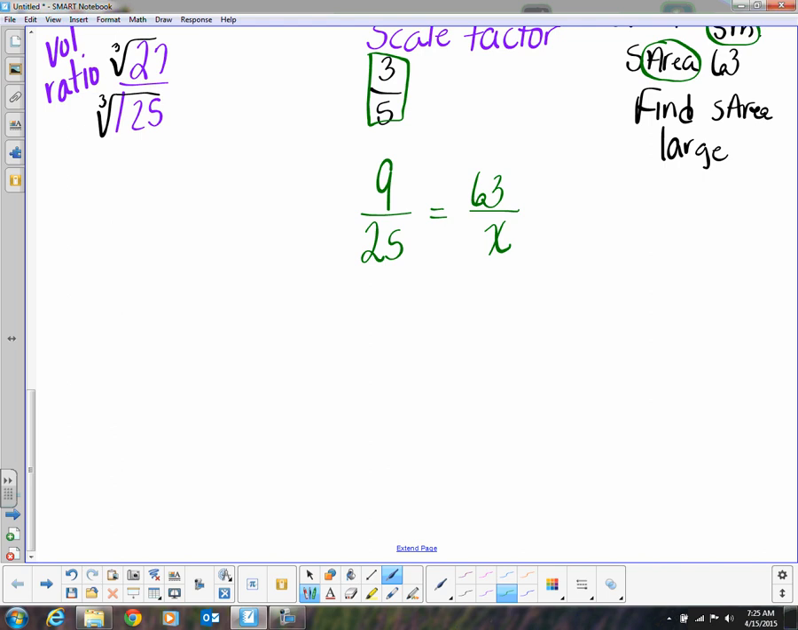Now what do we do? 25 times 63 equals what? 9x. Then what are we going to do? Well, or divide by 9. Does 9 divide 63? How many times?